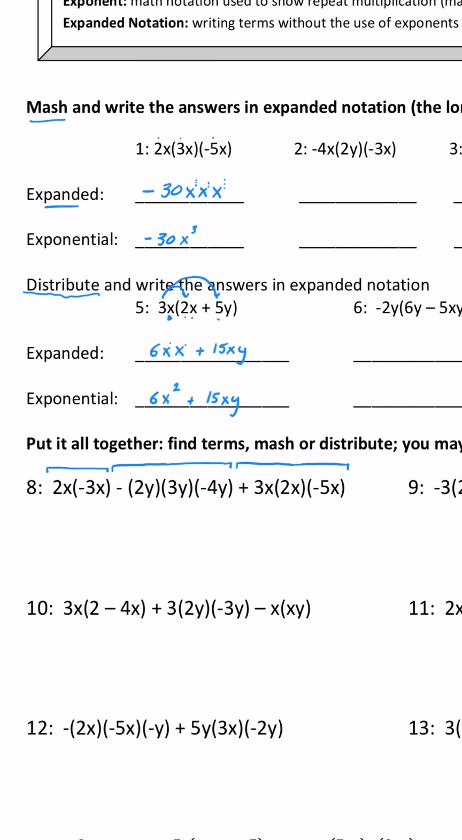Okay, next we're going to go through each one. First one is a mash, 1 in each house. Count the negative signs, negative. 2 times 3 is 6. And now we have the x mashed with an x. So instead of writing xx, we're going to write x squared.